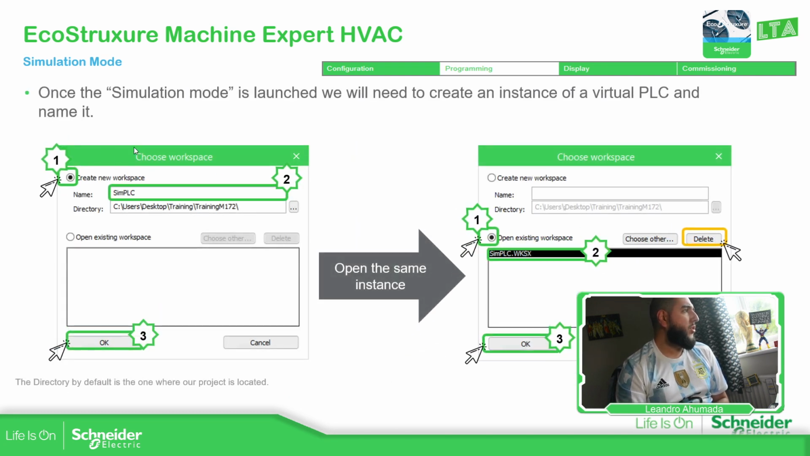Then we should see a pop-up message that it will try to create a specific file that will contain this simulated PLC. So we need to give it a name: create a new workspace, give it a name, and OK. If we have already closed this simulator and then try to open it again, instead of selecting create new workspace, we just need to open the existing one. And in case we don't want to have it, we just need to select it and then delete it.